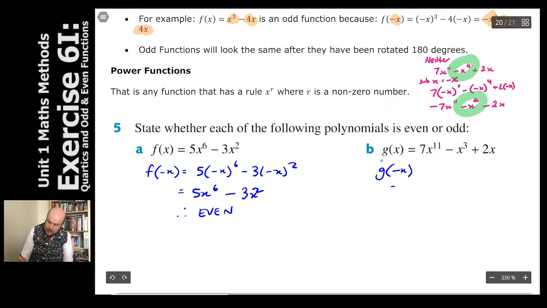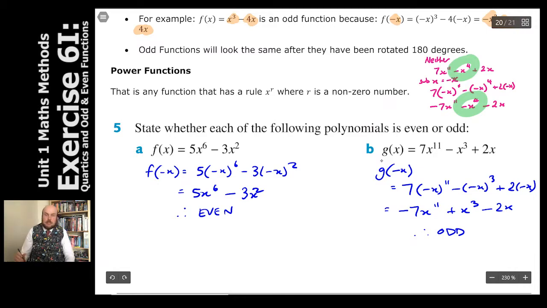G of negative x is going to be 7 times negative x to the power of 11 minus negative x to the power of 3 plus 2 times negative x. So that's going to be negative 7x to the power of 11 plus x to the power of 3 minus 2x. So all the signs change. So that is odd.